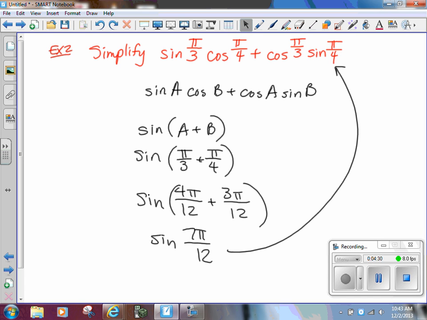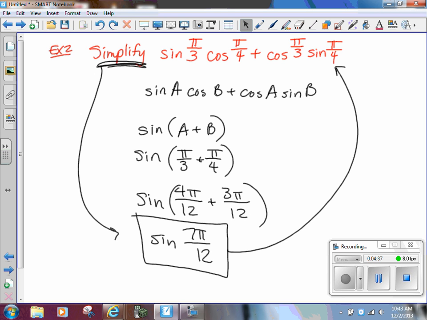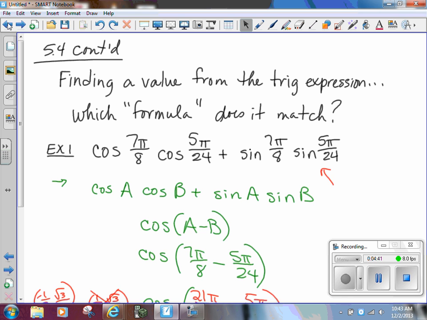This says simplify. Did I do that? Yeah, we simplified, okay? So that is the correct answer. Notice on the other example, it said to find a value, okay?